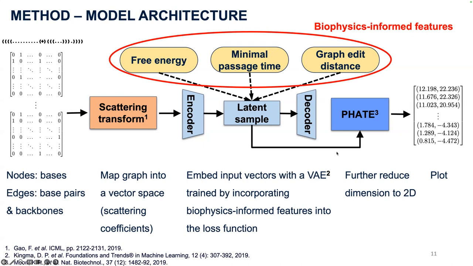And the third part is a PHATE model, which is a nonlinear dimensionality reduction method. So the input vectors are embedded by the autoencoder, and the embeddings are then passed into the PHATE model to further reduce the dimensionality to 2D for the final plot.